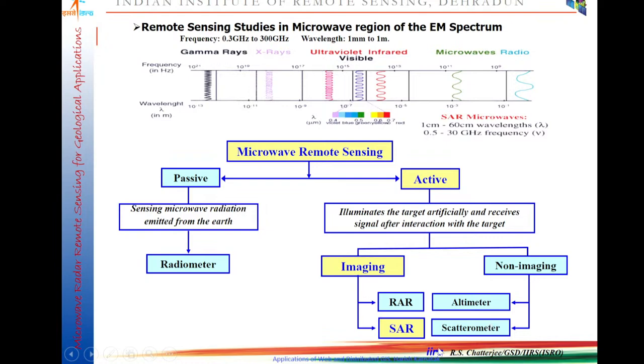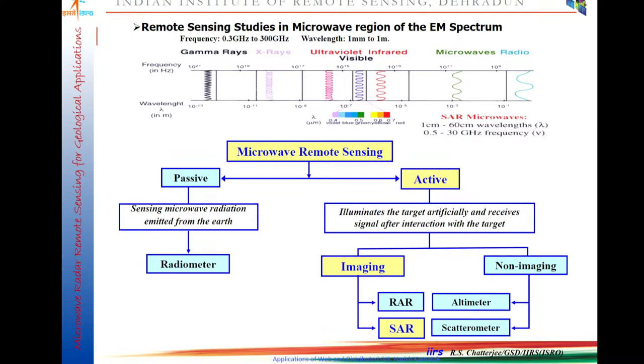So in this particular class, we will be discussing mostly active imaging radar, and most importantly active imaging radar and synthetic aperture radar in general. We will give you some examples of side looking airborne radar as well, but mostly we will be studying synthetic aperture radar remote sensing.